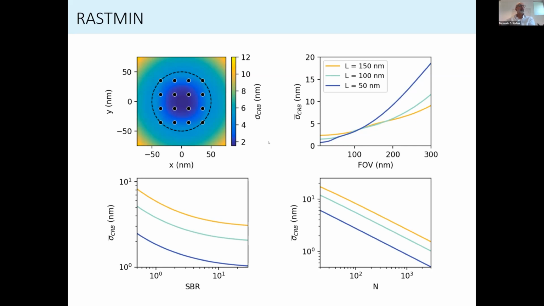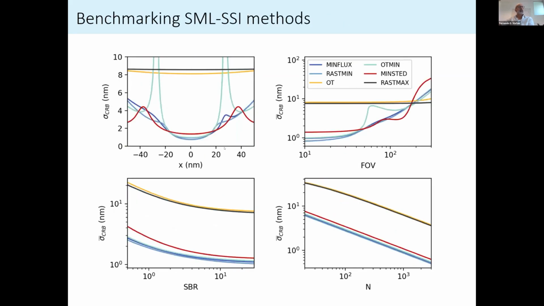Raster of minimum. Okay, so here you see a comparison of all the methods. And what we could learn doing this is that all methods using a minimum of light, like MinFlux, RASTMIN, OTMIN, these are the blue and light blue curves here, are considerably better than the methods using a maximum of light. The red curve here is MinSTED, which is also very good, but of course is using a sub-diffraction effective PSF. All the other methods are using diffraction limited foci and are therefore much easier to implement.